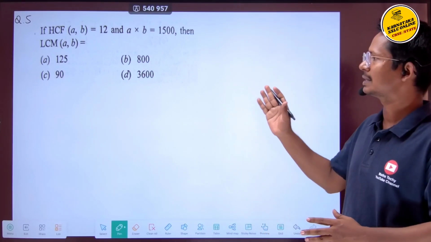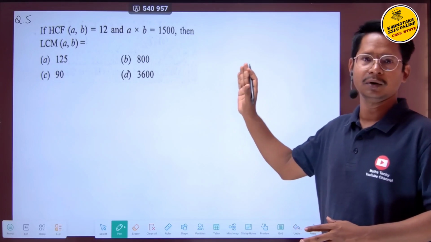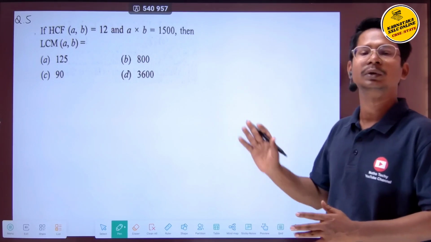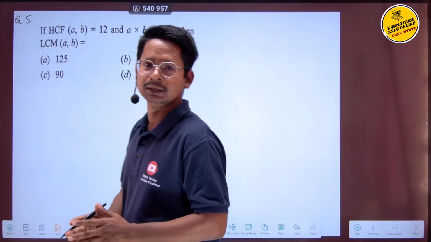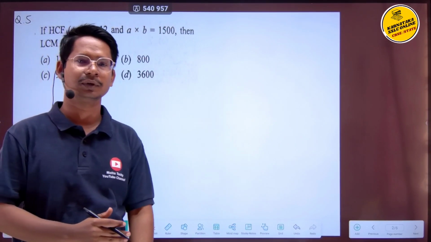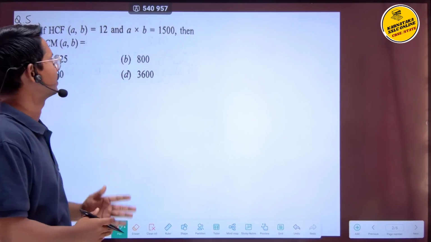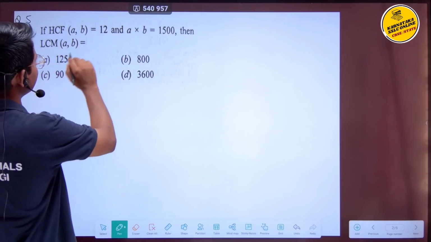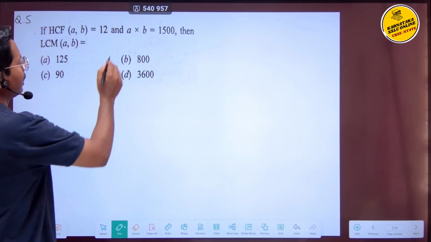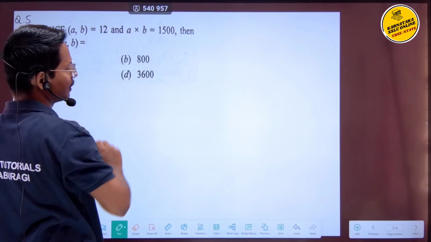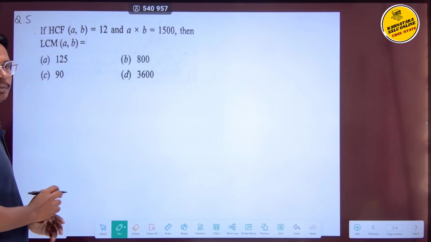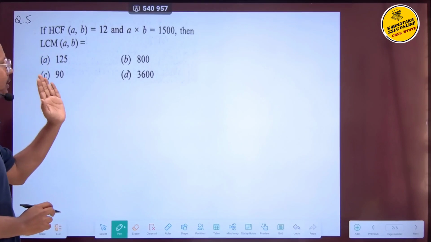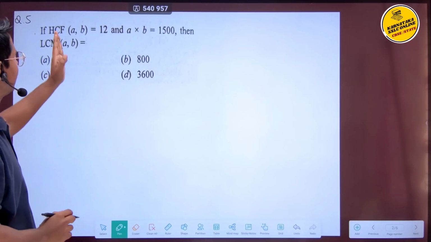Okay, so if you understand the idea or the concept behind these questions, you can solve similar kinds of questions in your exams. Okay, so try to understand. Question number 5. See, if the HCF of two numbers is 12, and the product of those two numbers is 1500, then you need to find the LCM of A and B. So you can observe the two numbers are A and B.